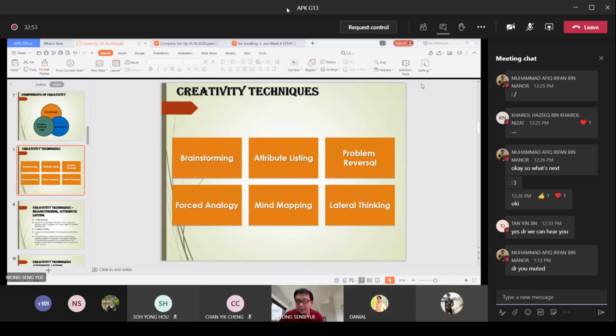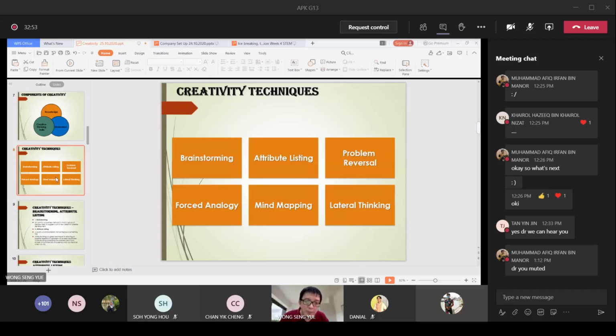Definitely. Yes, okay, thanks. So now we're going to proceed to the six creativity techniques. Number one, we call brainstorming. Brainstorming means that you call a meeting and have some discussion with your team members, and every team member generates their own ideas. In the end, you achieve some outcomes via this discussion. So this one we call brainstorming.